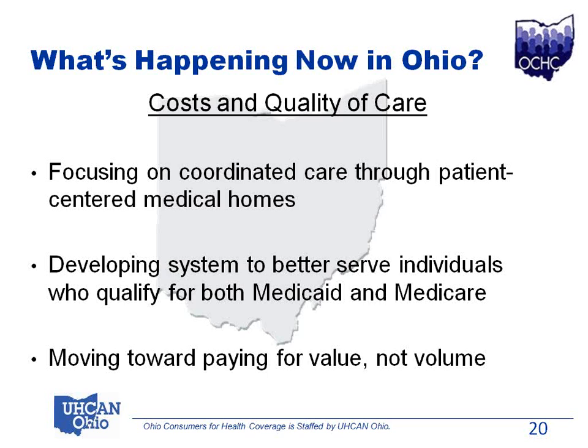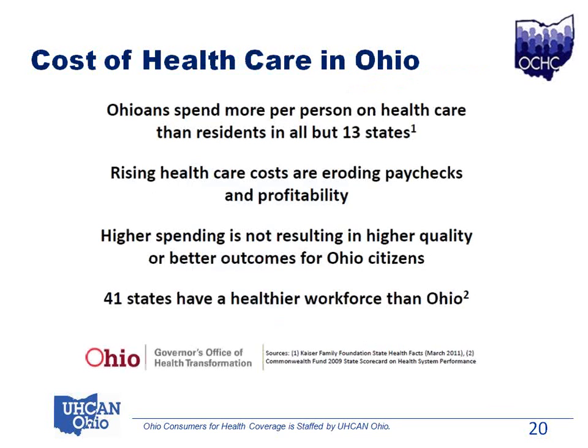So what's happening in Ohio now about costs to attack the double problem of high cost and low quality of care? There's a lot of focused work on coordinating care through the use of patient-centered medical homes. There is attention on developing a system to better serve individuals who qualify for both Medicaid and Medicare. These are patients who have significant problems, both high health needs and also the need for long-term care services. And so they're very costly. And we're moving toward paying for value, not volume.